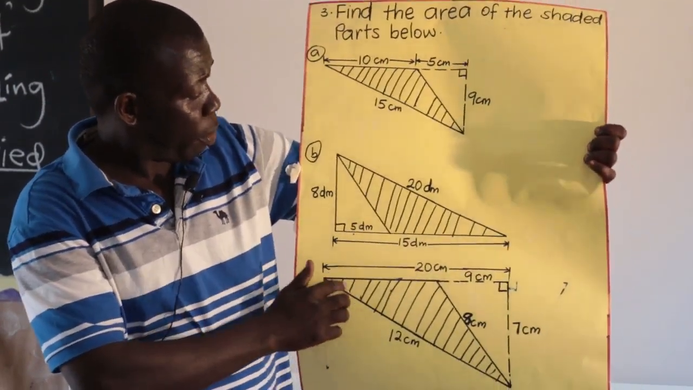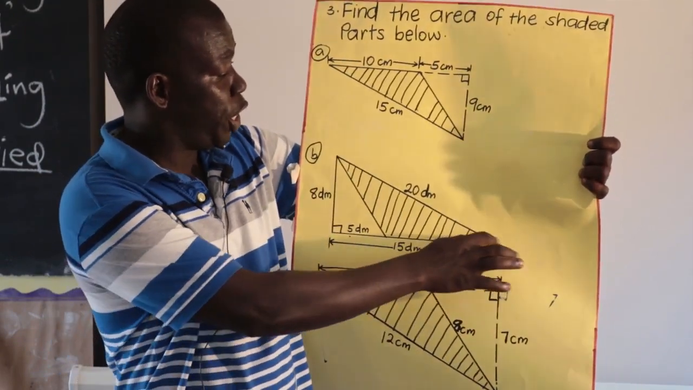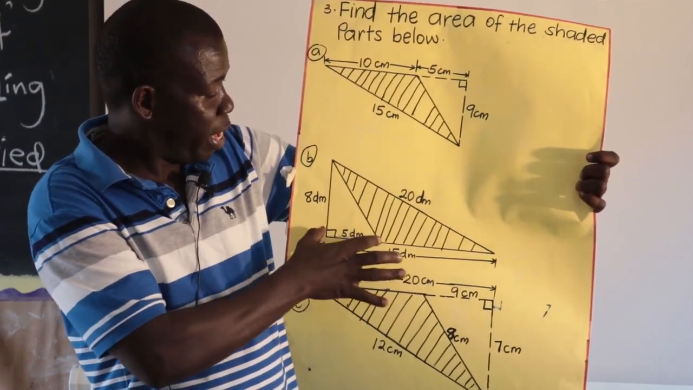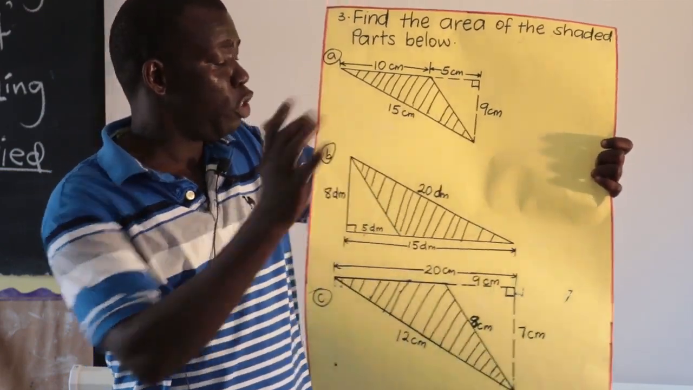B. Still the question says area of the shaded region. This is our shaded region. From here to here is 5 decimeters. But the base of the shaded region is not given.